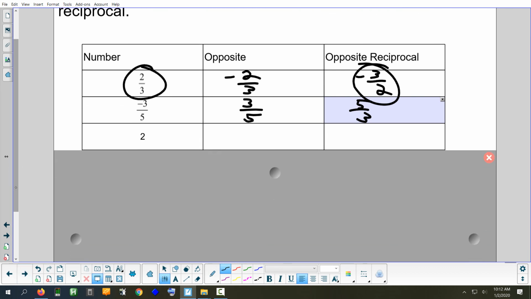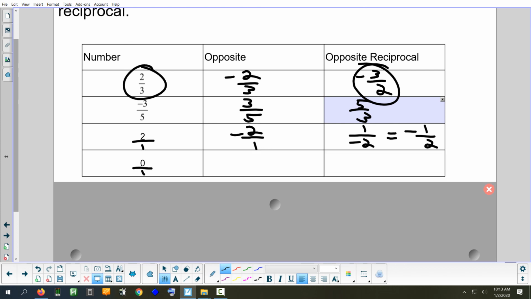How about 2? Remember, I think we did this one already. Think of it as 2/1. How about Jaden? What's the opposite of 2/1? Negative 2/1. And then when we flip it, it's 1/-2. Now, some people might say, does it matter where you put the negative? No, it doesn't. If you do this, that's exactly the same number. When you have a negative in a fraction, it doesn't matter where you put the negative. You have to have it there somewhere. Okay? 1/-2, negative 1/2, same thing.